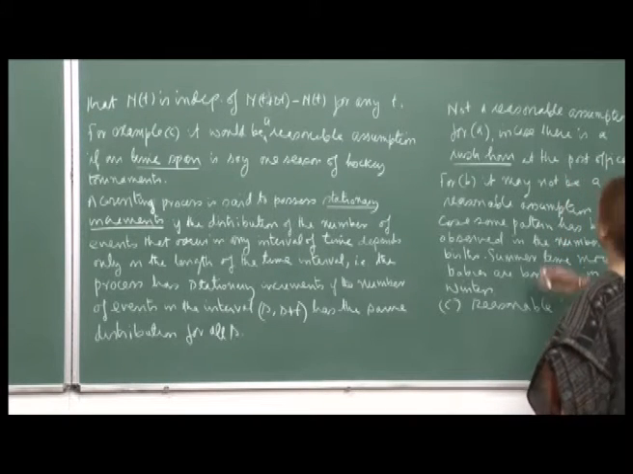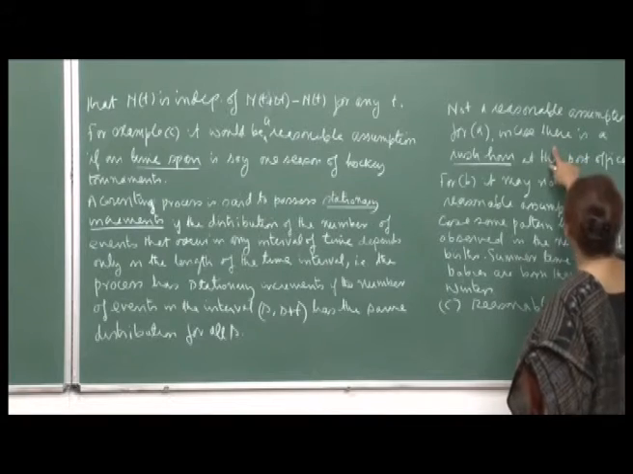For example, for A, it is not a reasonable assumption. Why?